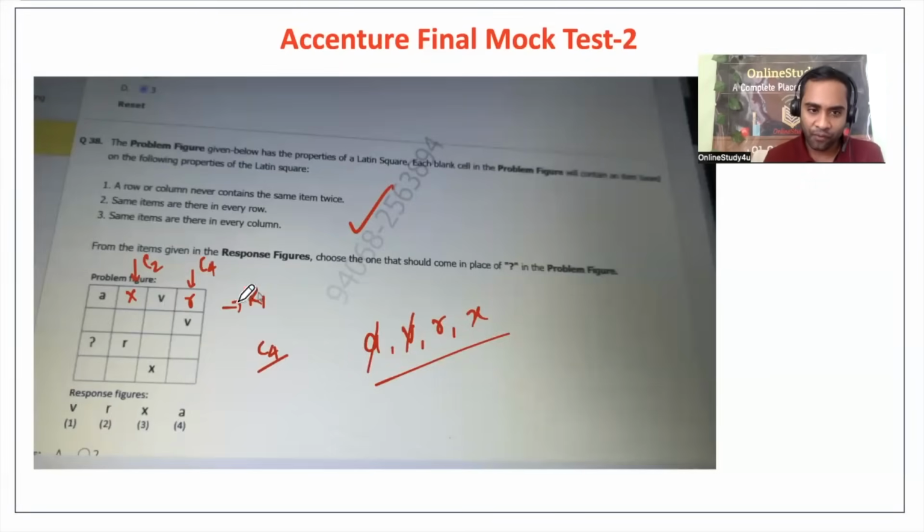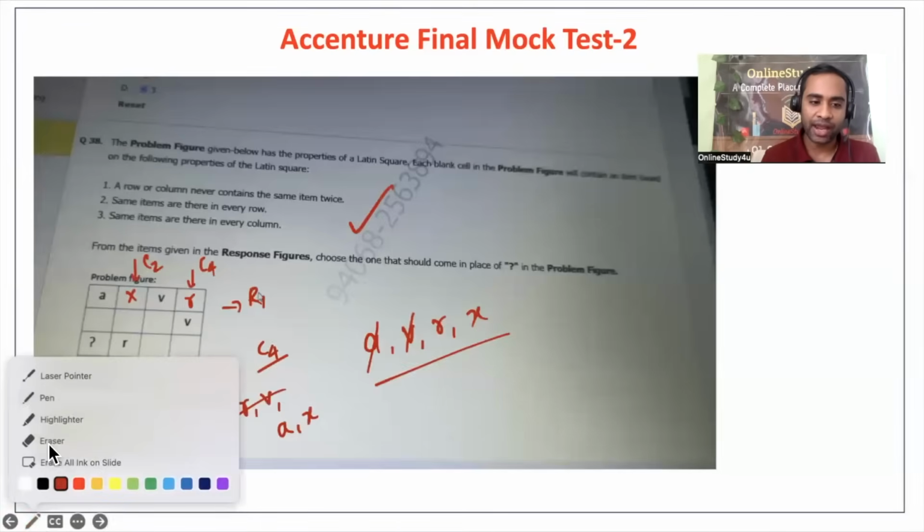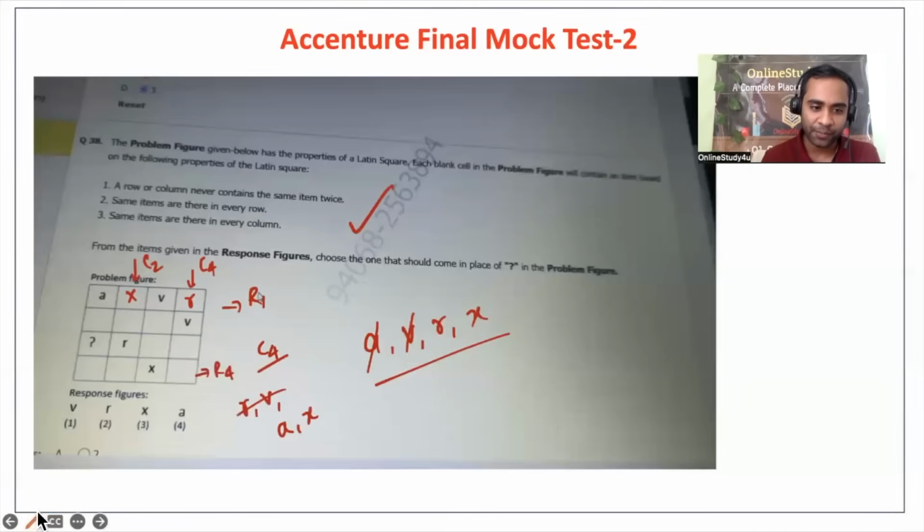In column 4, we have R, we have V. What options are left? A and X. Can I put X here? I cannot, because if I put X here, then in the same row 4 we will have 2 X's, which is not allowed. So I cannot put X here. The option left is to put A here. Now A is put, so X will automatically come here. So this is also done.